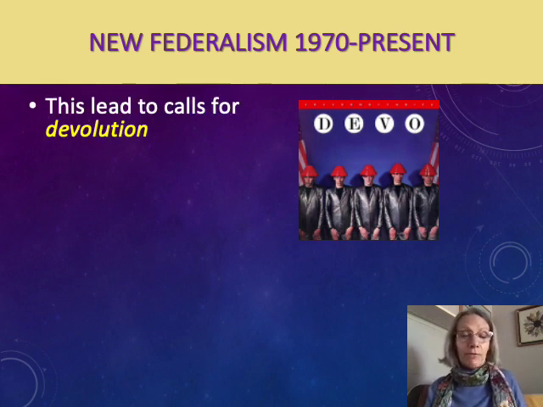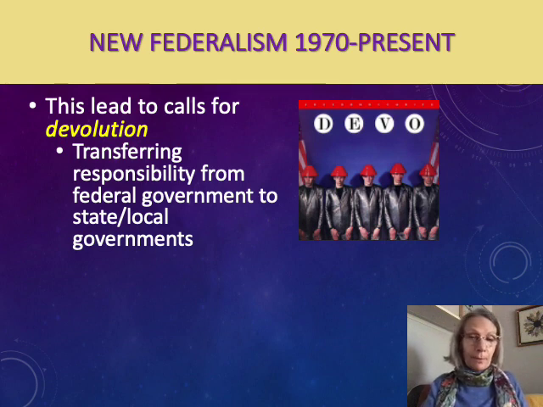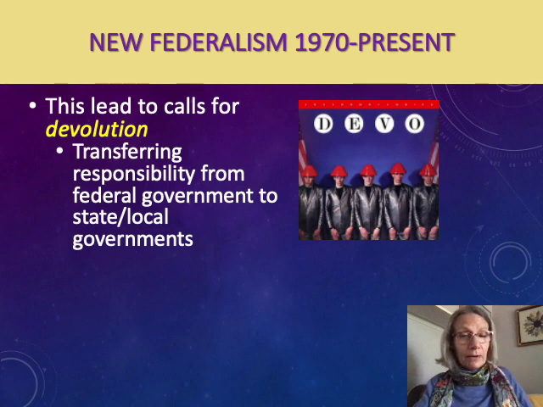So how was new federalism achieved? Well, it was achieved through a theory or concept known as devolution, okay? Devolution was the idea that you transfer responsibility from the federal government to state and local governments, okay? So it doesn't mean that you're not going to have federal goals, but you're going to give states a lot more leeway in terms of implementing those goals, right? And so, think about regulated federalism.